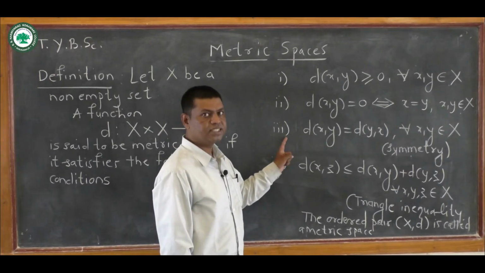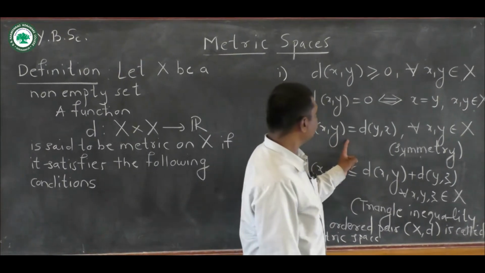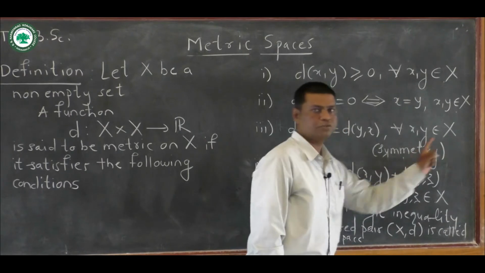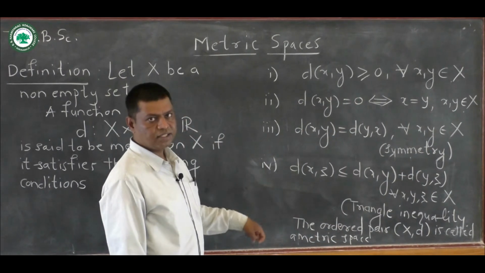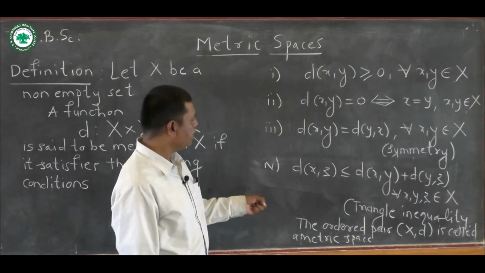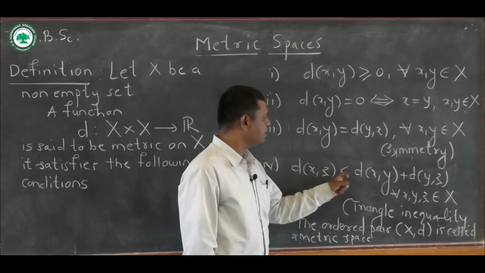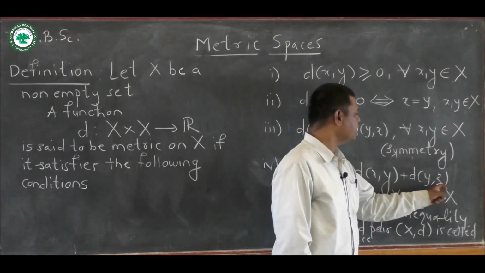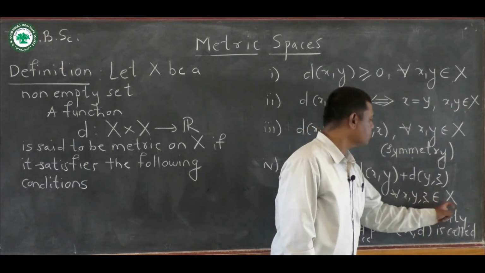Then the third one is the symmetry condition. The symmetry condition is that the distance between x and y is equal to the distance between y and x for all x and y belonging to X. Then the fourth condition is the triangle inequality. The triangle inequality is that the distance between x and z is always less than or equal to the distance between x and y plus the distance between y and z for all x, y, z belonging to X.